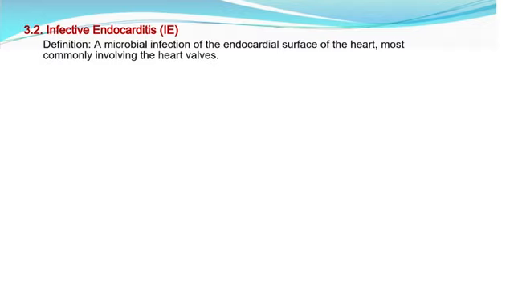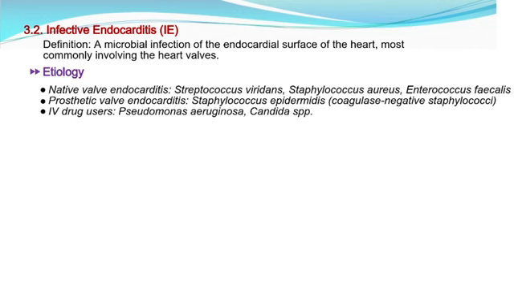Next, infective endocarditis, a microbial infection of the endocardial surface, particularly the heart valves. It can affect normal valves, but more commonly it targets damaged or prosthetic valves. In native valves, the most common organisms are Streptococcus viridans, Staphylococcus aureus, and Enterococcus faecalis. In prosthetic valve endocarditis, Staphylococcus epidermidis is often the culprit. In drug users, we frequently find Pseudomonas aeruginosa or Candida species.